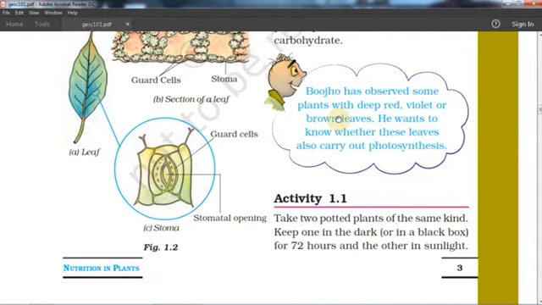In most plants, the green color of chlorophyll is shown by their leaves, but in the other colored leaves, like deep red leaf or violet leaf or brown leaf, the green color of the chlorophyll is masked by these colors. Okay, that means chlorophyll is present there, but it is masked by other colors. So they all do photosynthesis. Yes, the answer is yes.